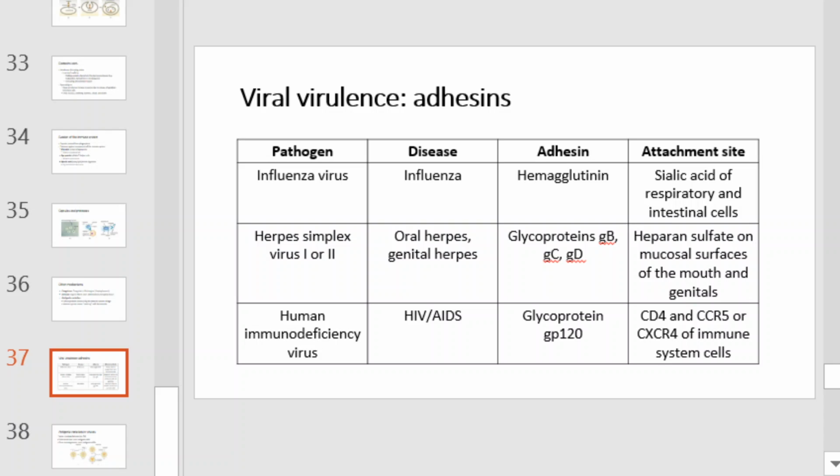Viral virulence or adhesions. This table will provide you with a summary of pathogens, diseases, adhesions, and attachment sites for a variety of viral agents. Take a moment to pause the video and review this table before moving on.